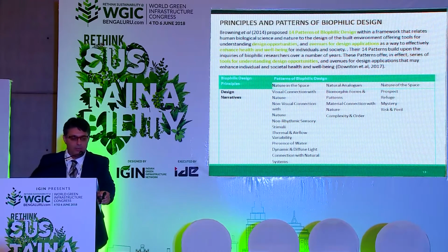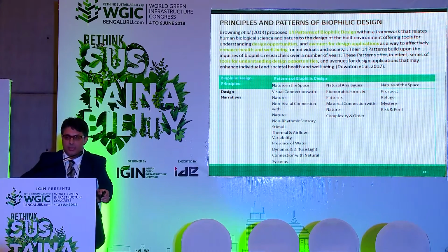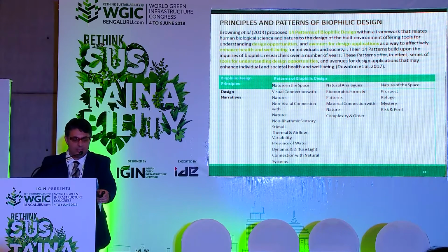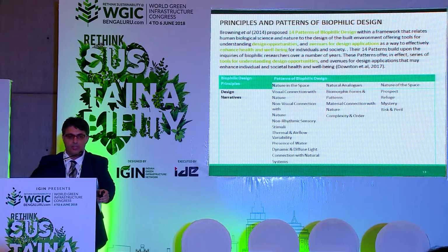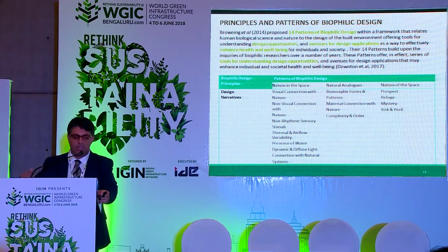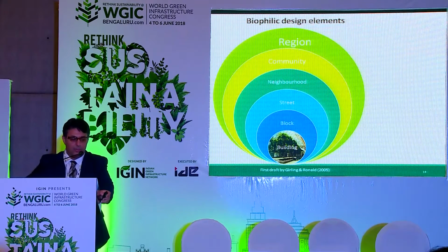So this is a very well-known set of principles and patterns of biophilic design. It's a table which shows the patterns of biophilic design, which we can say are nature in the space, nature analogues, and nature of the space. These are three different categories, and three different items, each of which brings us to biophilic design.